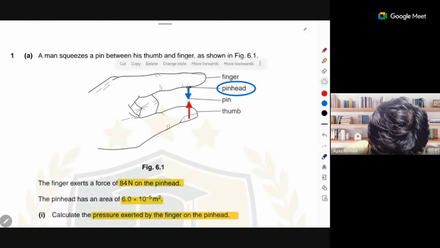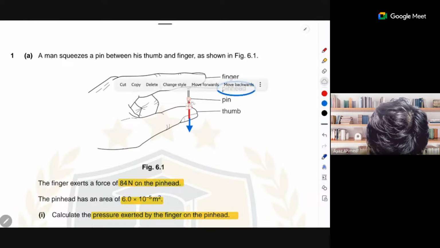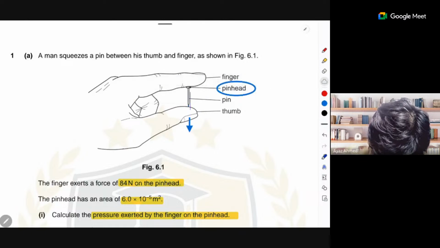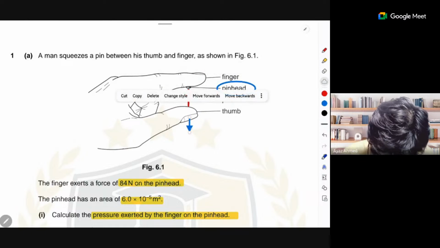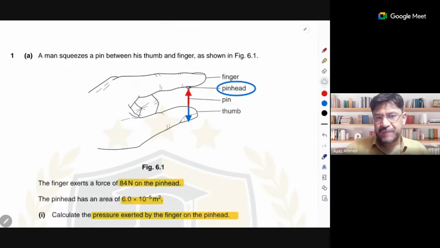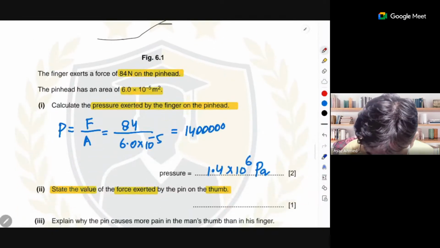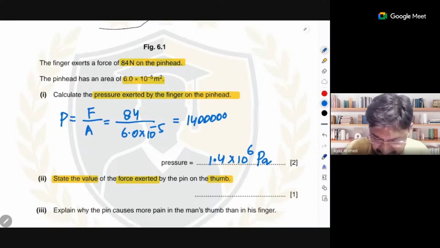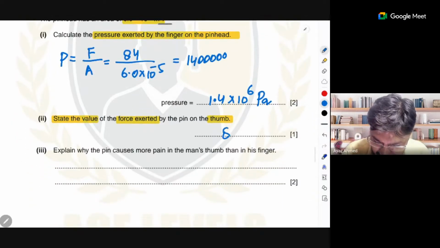So this will happen. Yes, it is exerting a force downward. So both the forces will be equal and opposite. You got it? Because of action and reaction. And remember one thing, force does not change, only pressure changes. So that is 84 Newton.